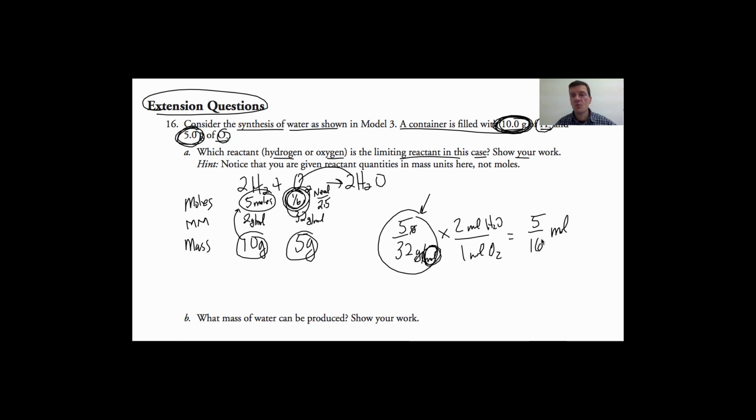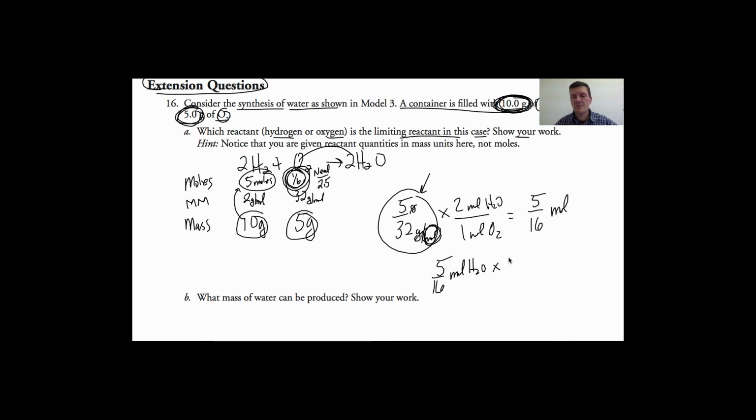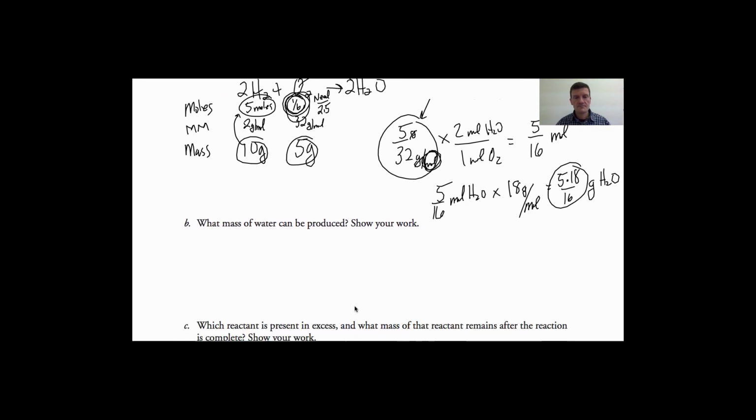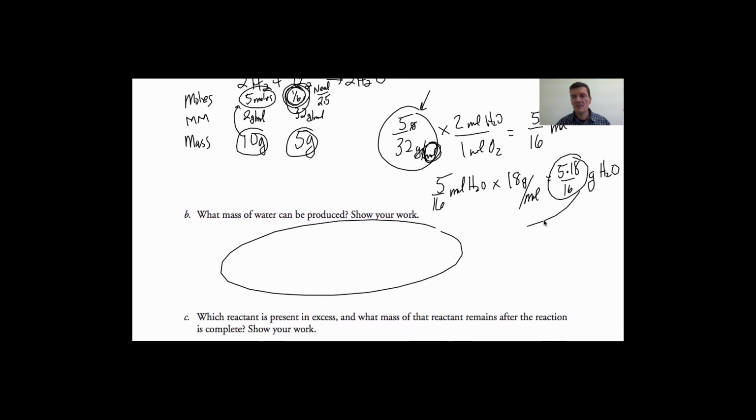And if I want to find out how much water that is, 5/16 of a mole of water, I multiply by the molar mass of water, which is 18 grams per mole. So 5 times 18 divided by 16. That value is going to tell you how many grams of water you can produce. Okay? And I just did that right there.